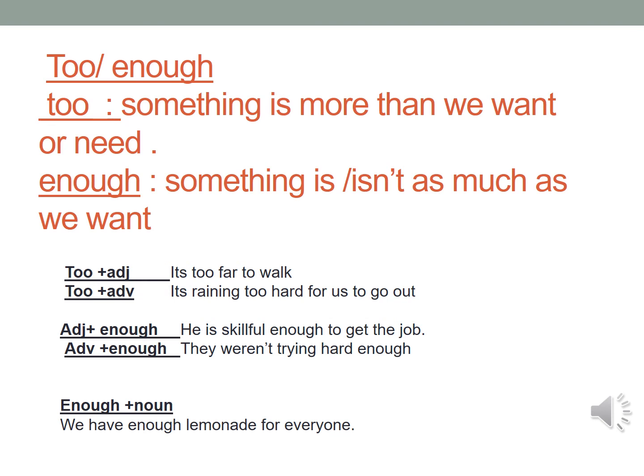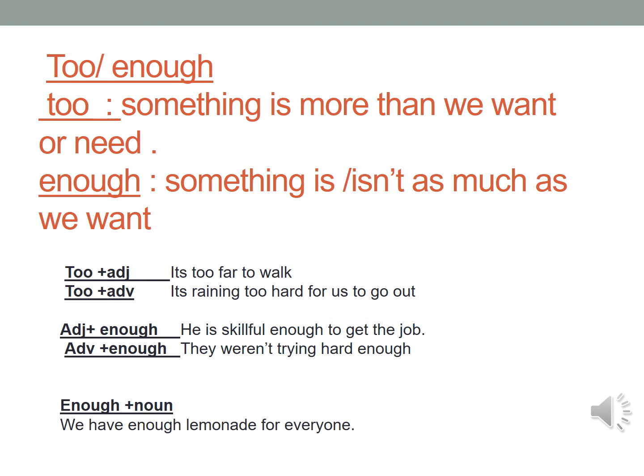Okay, take care. We have here "to walk," it's T-O plus verb infinitive, but the other one, "too far," is T-O-O plus adjective or adverb. Like the second example: it's raining too hard for us to go out. Here we have also too hard. It means that we can't go out because of the rain. It's raining very, very hard.